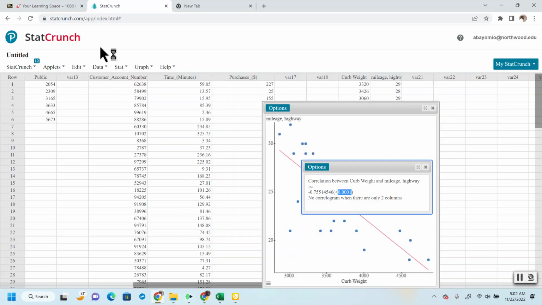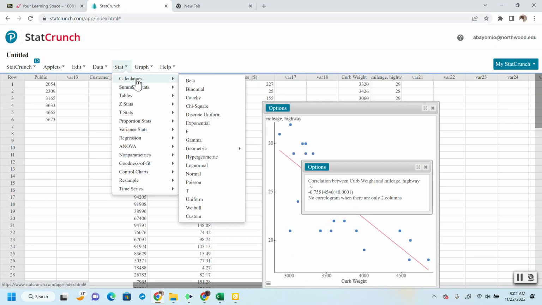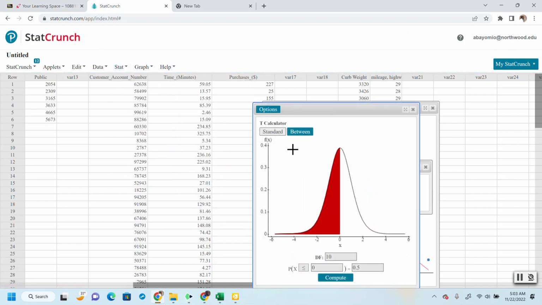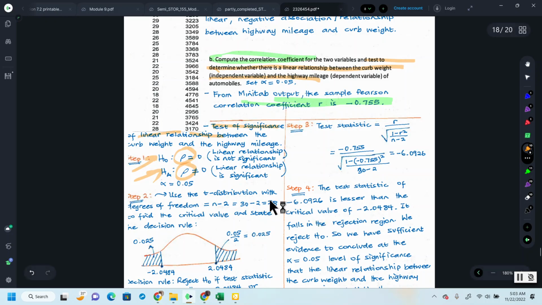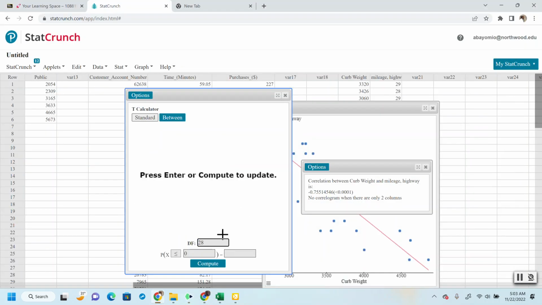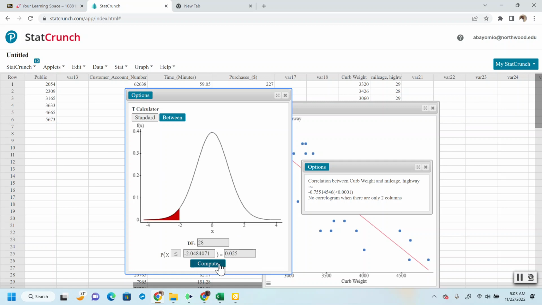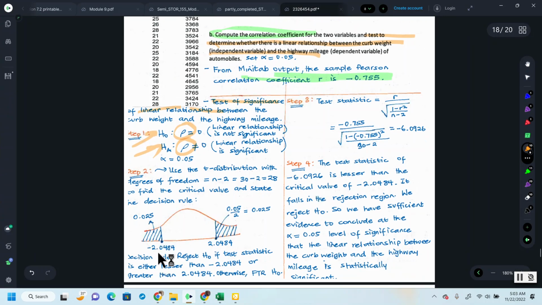So let's go to Stats, then Calculators, then the t distribution. I'd like to specify my degrees of freedom, which again is 28, versus 0.025. So degrees of freedom, 28. I'm going to erase this and specify the size, 0.025, and compute. This is the critical value on the left. The positive value of this will be on the right. So what I have is negative 2.0484 on the left and the positive value on the right.